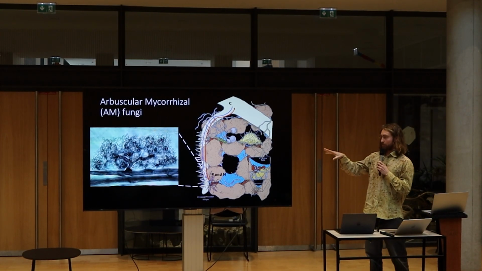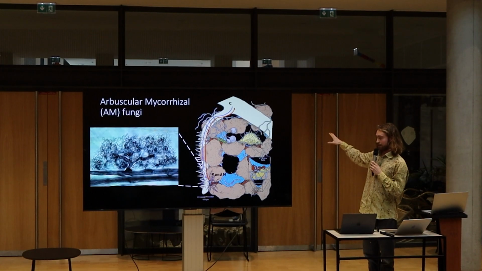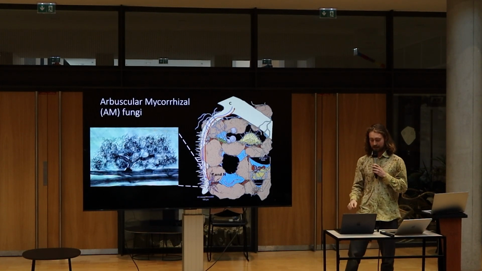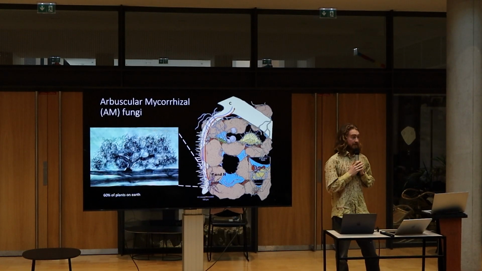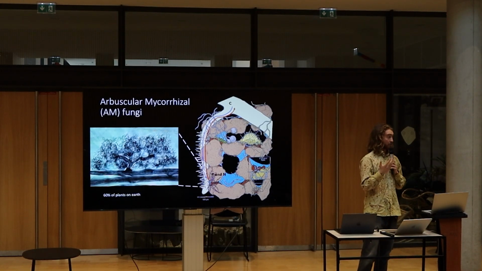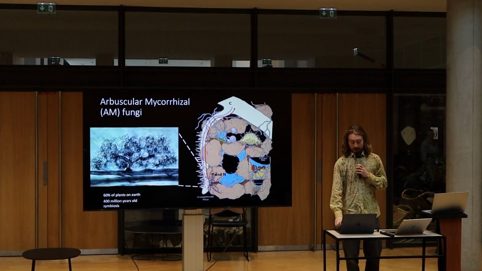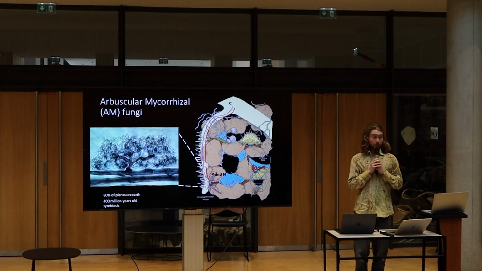So what you see here is a really zoomed in version. It's not the outside mycelium, which is in the soil. It's really what's inside the cells. They're super widespread, right? 60% of plants on Earth associate with this kind of fungi. And they've been around for more than 400 million years.